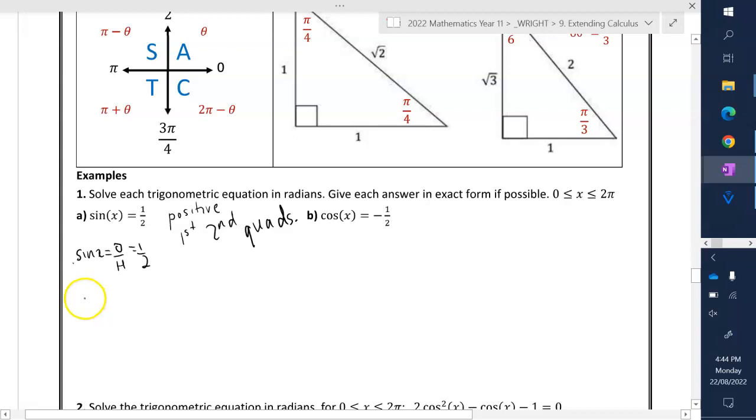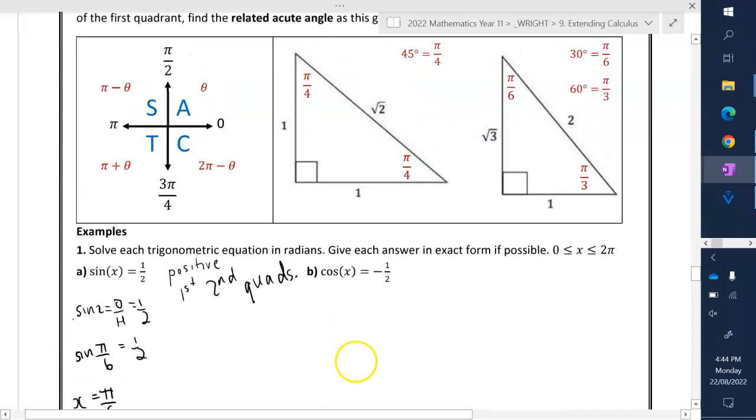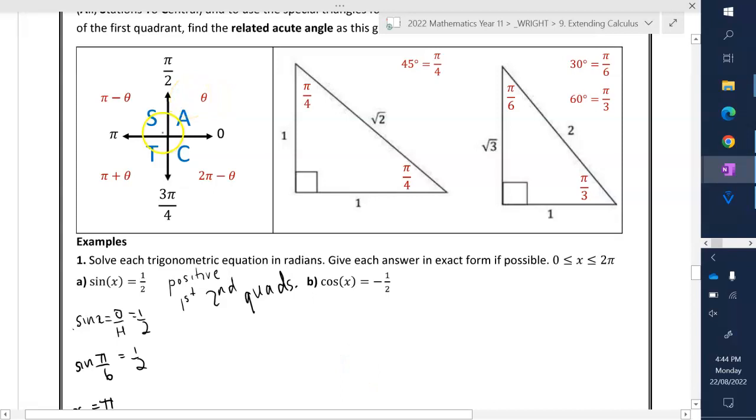So sine of pi over 6 is 1 over 2. So that's our answer for x. x is pi over 6. That's our first quadrant answer, our acute answer. But we're also going to be sitting in that second quadrant as well over here.